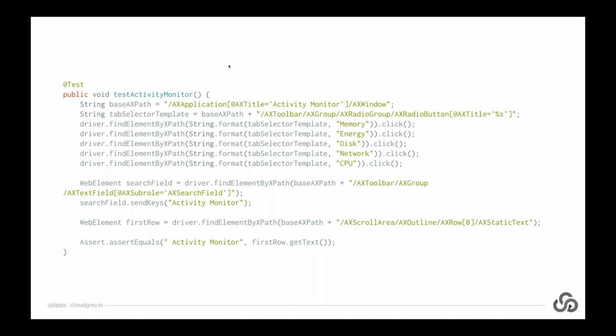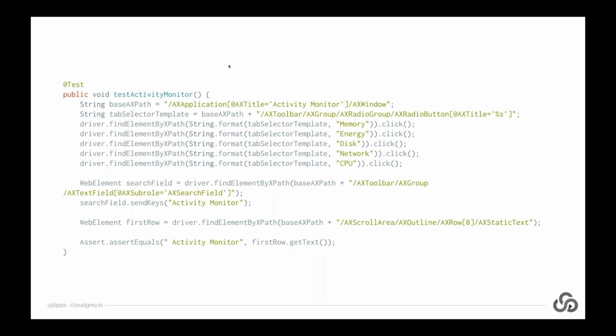So you can see that I have a bunch of strings here where I'm defining AXPath selectors by building them up from a base accessibility or absolute XPath. So the base AXPath in this example is AX application / AX title equals activity monitor / AX window. And that AX title equals activity monitor portion is extremely important, because that is what ensures that all of my other selectors, which I build off of this base string, all take place within my application and not within some other application.